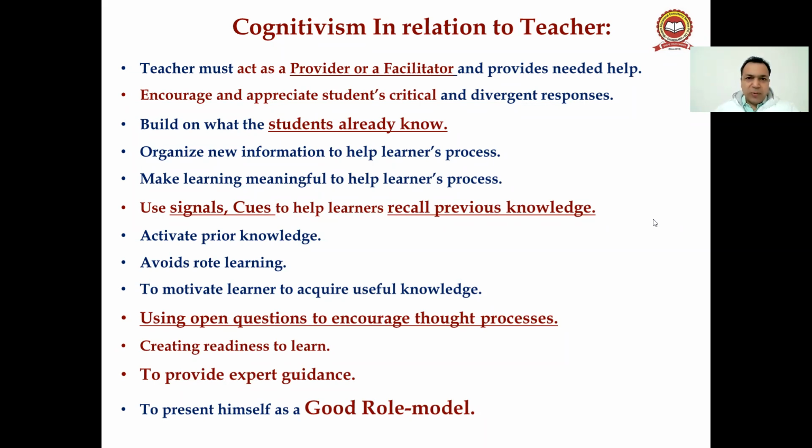So under cognitivism, when you are teaching using this concept, you have to give the cues and signals. You don't have to present all the things in front of the student. You have to give the cues, you have to give the signals to the student just to recall the previous knowledge. For example, before starting the topic, I asked some questions from you. Some of the students gave the direct answer. Some of the students started looking in the books.